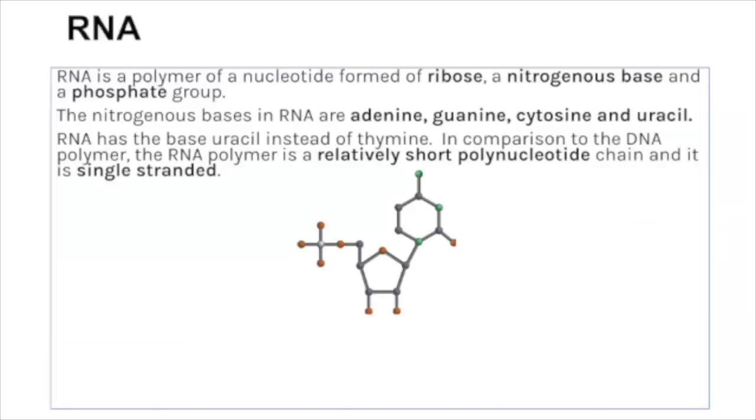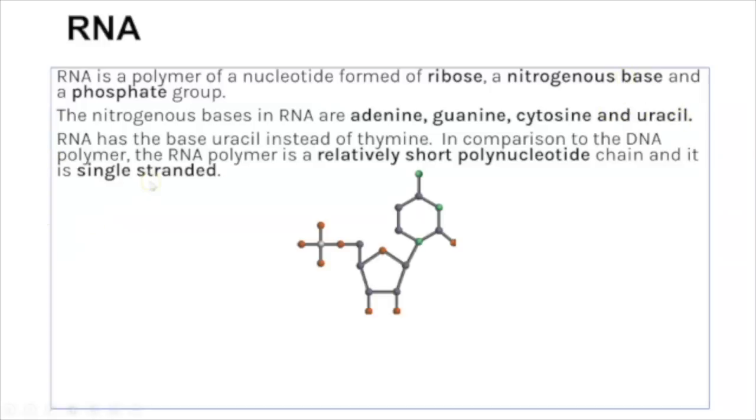RNA is the other nucleic acid that you need to know about, and it's almost identical in structure. The key differences are that instead of having deoxyribose as the pentose sugar, it has ribose. It doesn't have the nitrogen-containing base thymine, it has uracil.